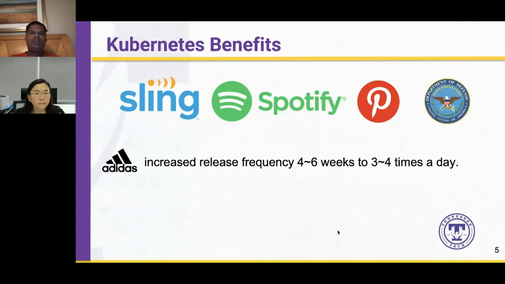So you have IT organizations like Sling, Spotify, Pinterest, the US Department of Defense, then Adidas. They all use this particular product to orchestrate their applications, to manage and deploy their applications. And not only have they used this particular product to increase their release frequency of software, for example, reduce it down from 4 to 6 weeks to 3 to 4 times a day, it also has helped them to manage their installations and applications.